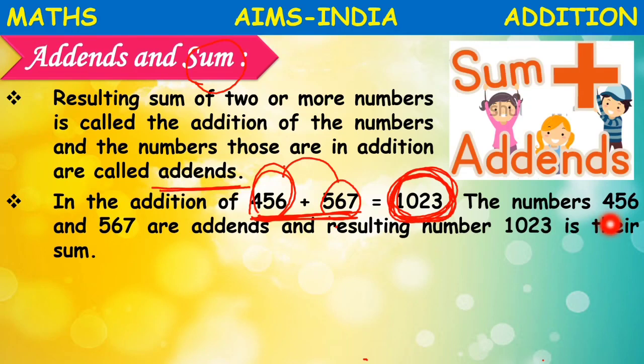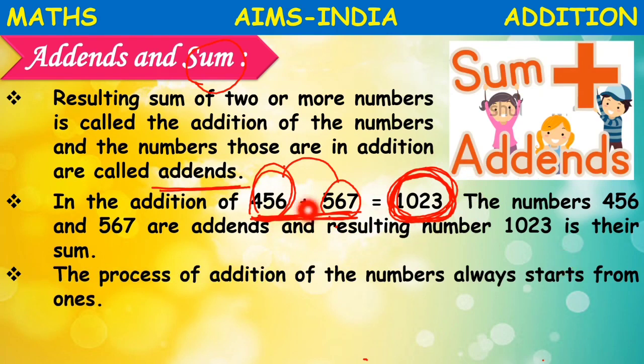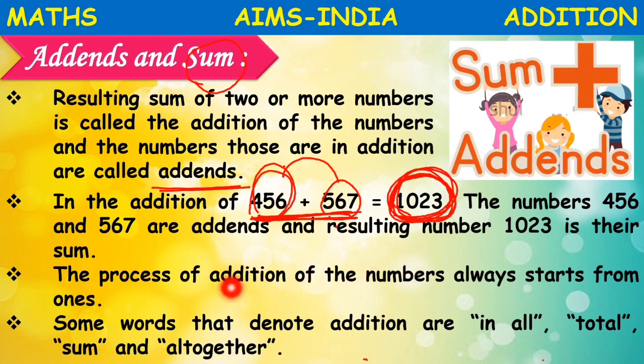The numbers 456 and 567 are addends. See, these two numbers are addends, and the resulting number 1023 is their sum. This number here, we got this number 1023. How, children? By adding. So this is called the sum, and those two numbers which we have added are called addends.